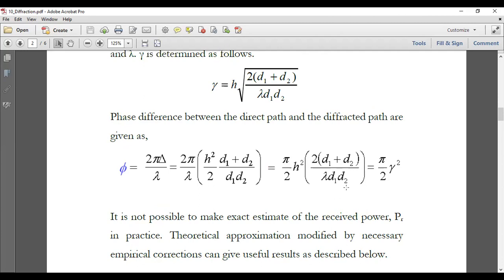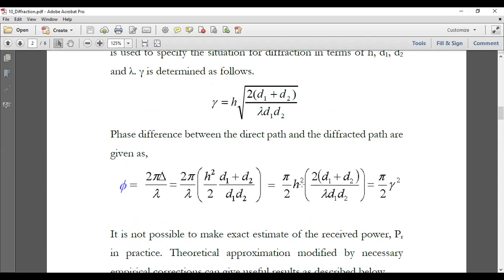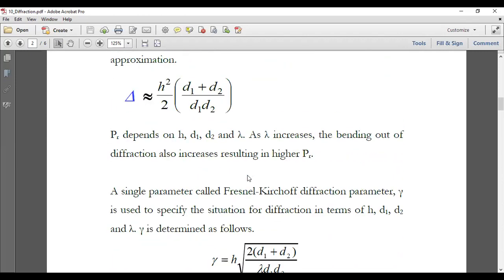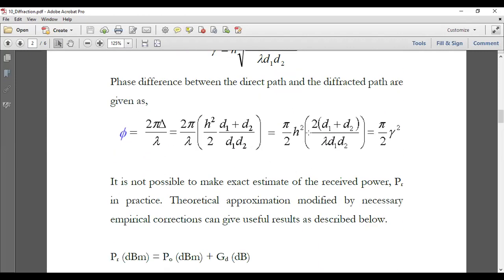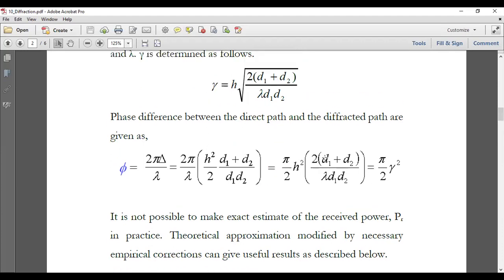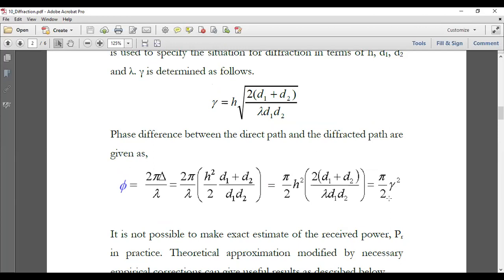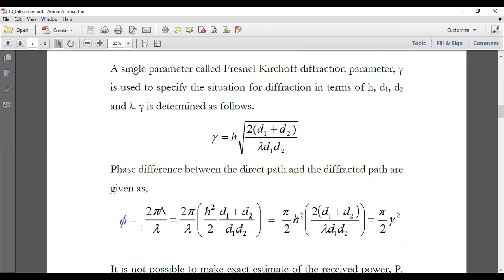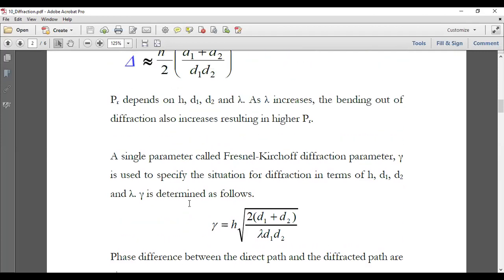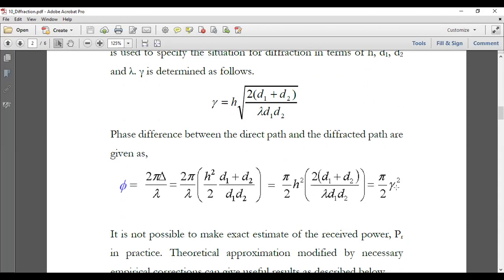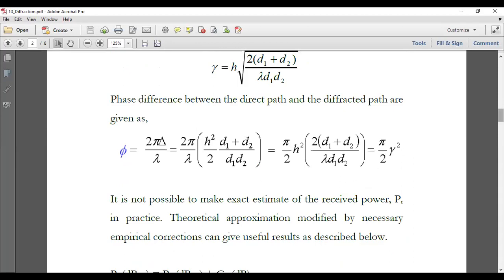So if you put it here, and then manipulate a little bit, pi by 2, write it this way, use 2 here and again 2. Then you can see that this term becomes the square of nu. Or the phase difference is pi by 2 multiplied by the square of the Fresnel-Kirchhoff diffraction parameter.